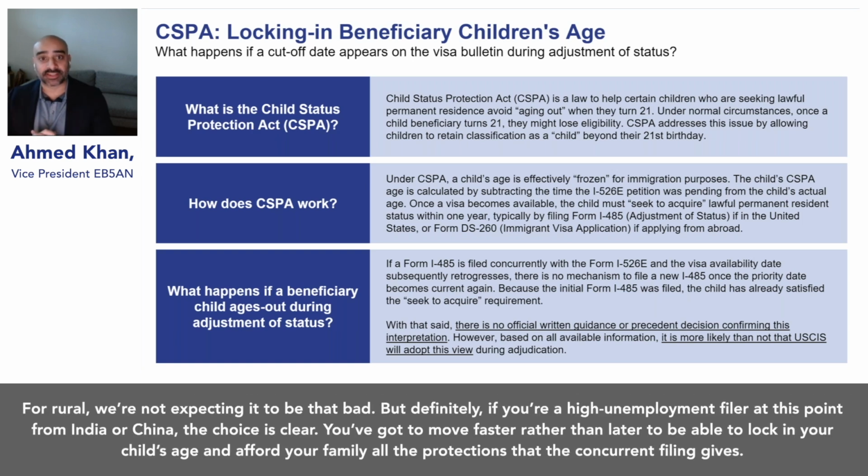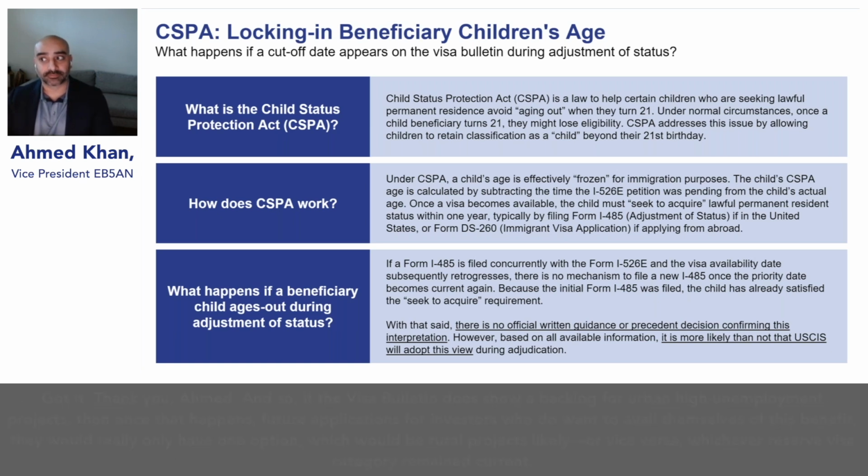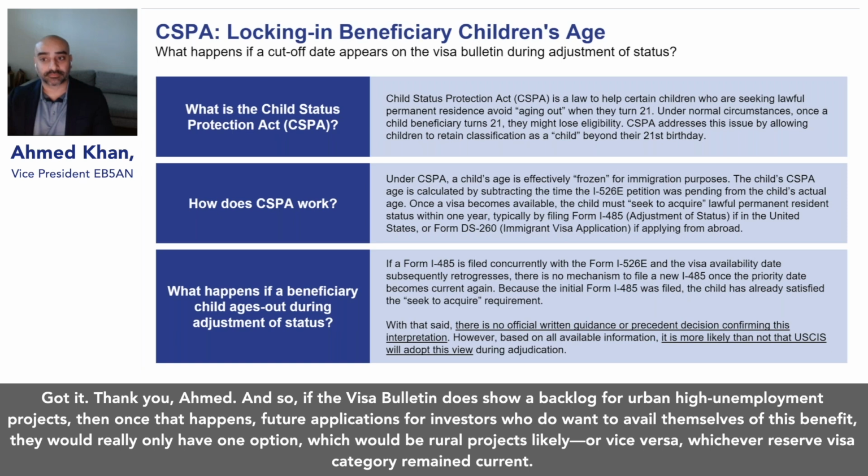For rural, we're not expecting it to be that bad, but definitely if you're a high unemployment filer at this point from India or China, the choice is clear. You've got to move sooner rather than later to be able to lock in your child's age and afford your family all the protections that the concurrent filing gives. Got it. Thank you, Ahmed.